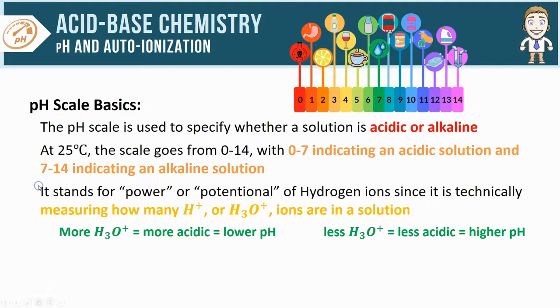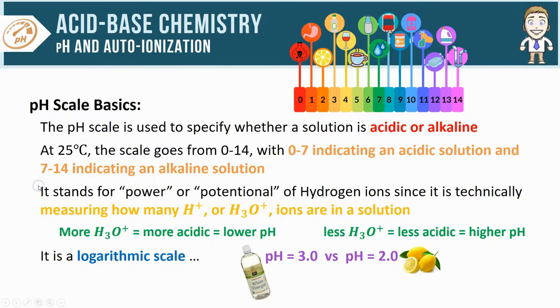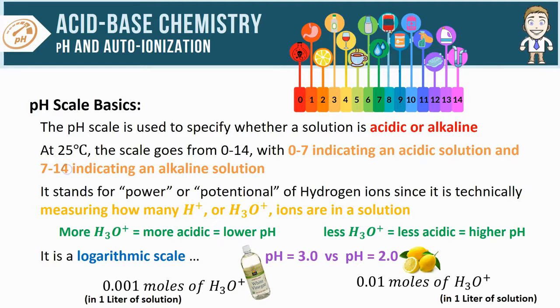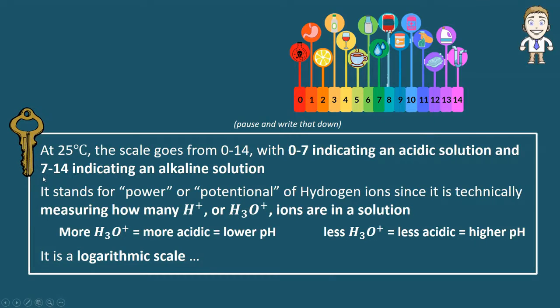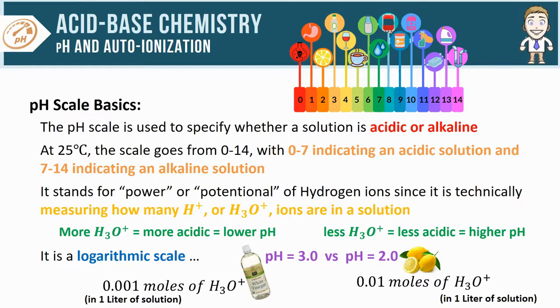And lastly, this is a logarithmic scale, which means that if you're comparing, say, vinegar and lemon juice with very similar pHs of 3 and 2 respectively, it might seem like they have similar acidities, but in fact, the lemon juice is 10 times more acidic. You can see the amount of H3O plus ions that would be in each solution. This list makes up a bunch of the key ideas for this video. Make sure to pause and take some time to write those down.